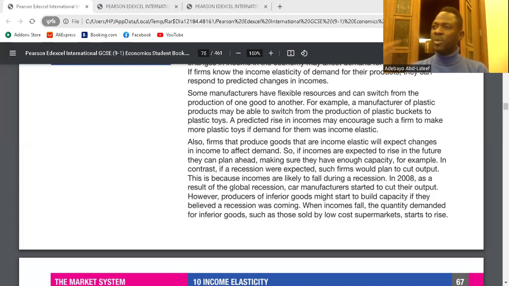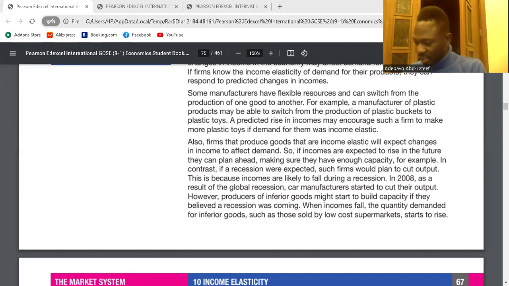If the product you sell is income inelastic, you don't have problems with the future. But if the product you sell is income elastic, and it is predicted that income would rise in the future, that means you can make more capacity to increase your output. Because as soon as income rises, your demand for your product will increase based on the fact that it is income elastic.